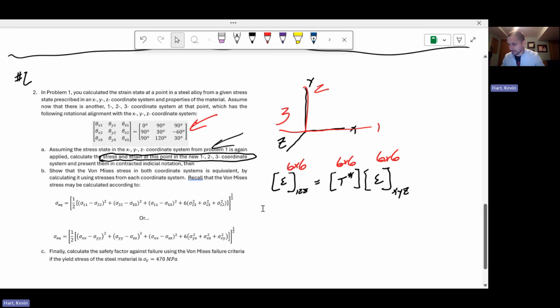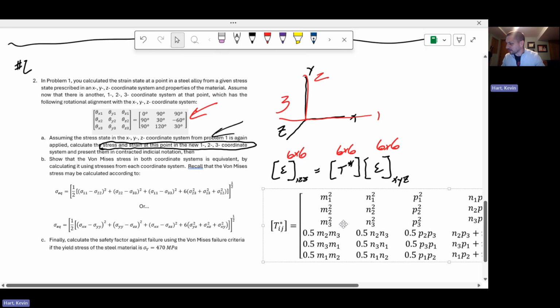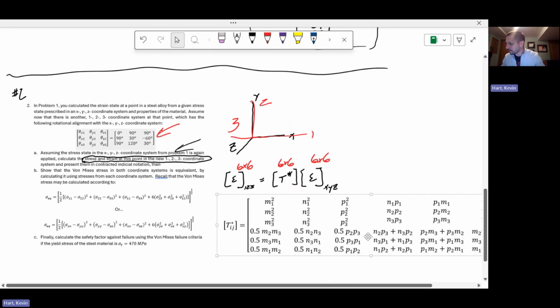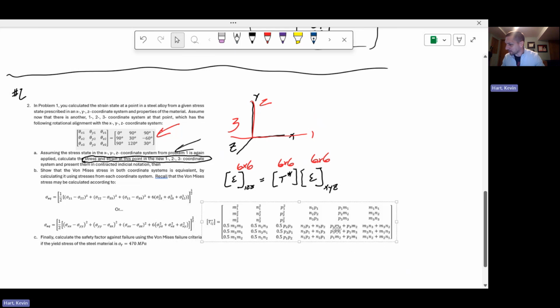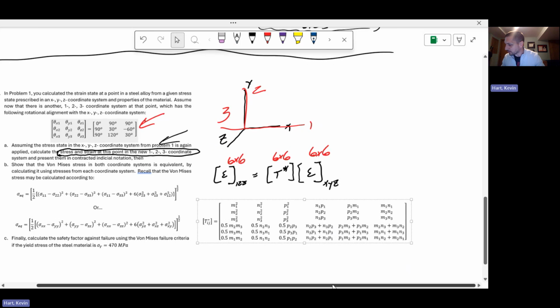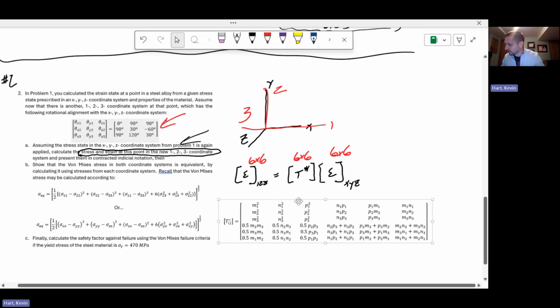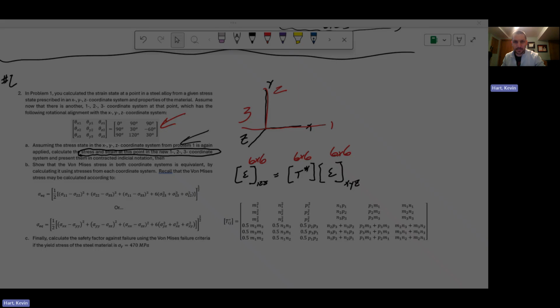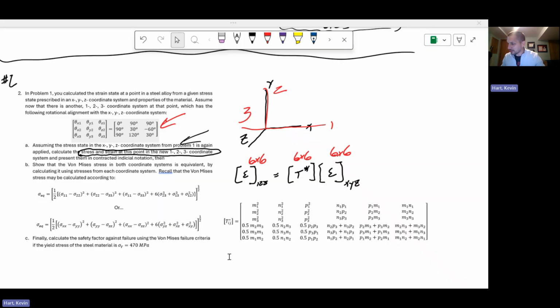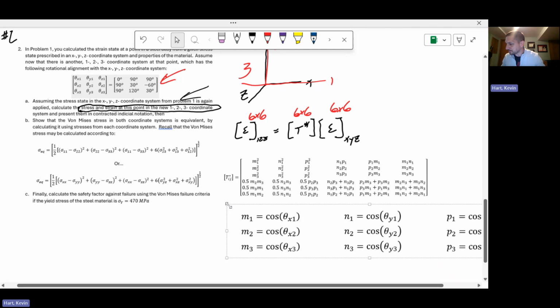So here's the transformation matrix, T star. I'll just bring it in here. This is directly from the notes. It's quite large, and it has a lot of M's and N's in it. I'll scale this back a little so you can see it more clearly. M1 squared, N1 squared, P1 squared, N1 P1, P1 M1, and so on. There are all these M's, N's, and P's, and they use the angles between the various axes that we know. So I'll bring in a picture for the M's, N's, and P's, and they look like this.